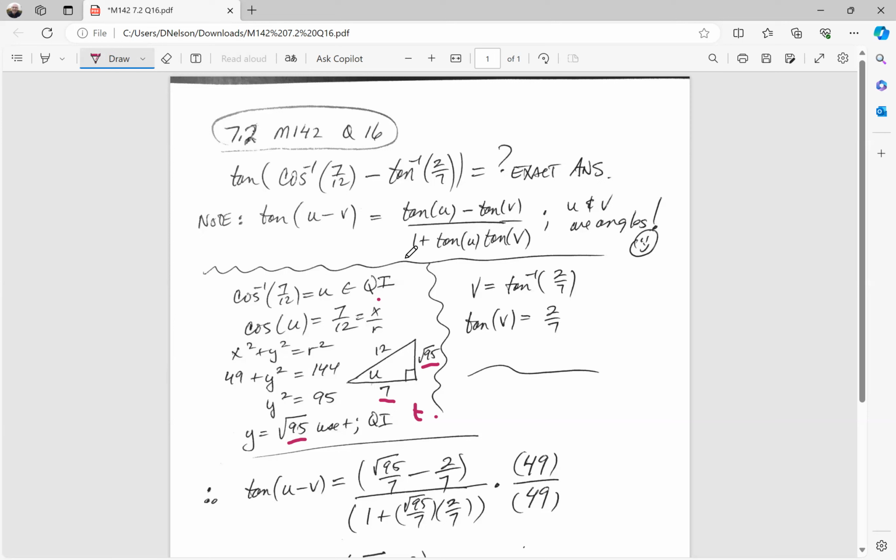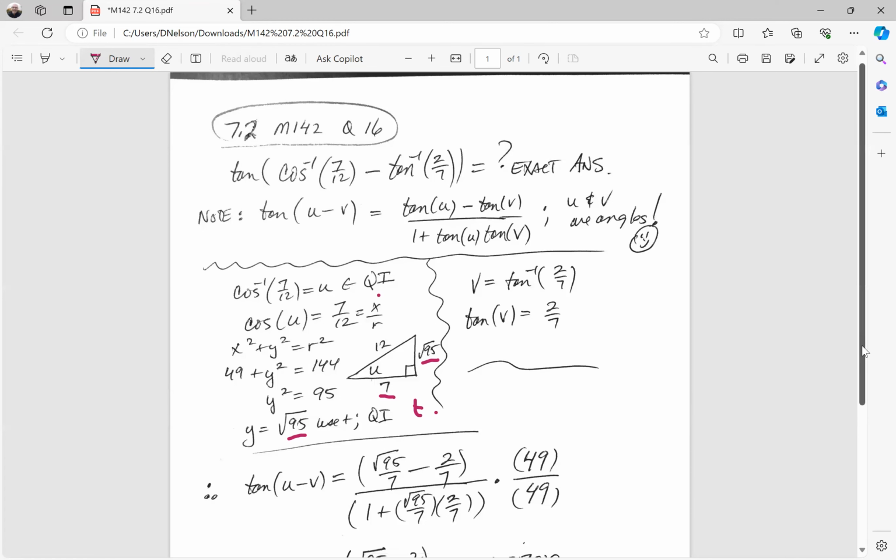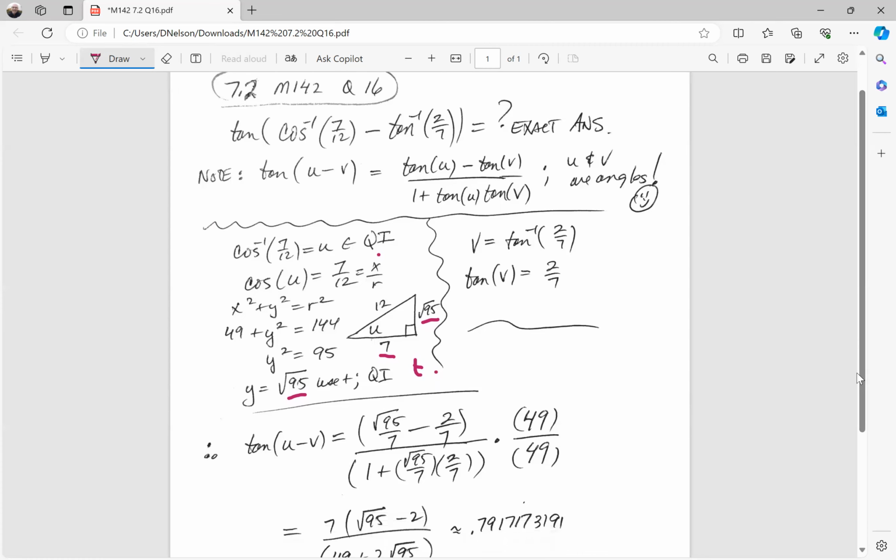So if I plug those into our identity here, tangent u, square root of 95 over 7, minus tangent v, which would be 2/7. And then on the bottom, you've got 1 plus the tangent of u, so square root of 95 over 7, times the tangent of v, which would be 2/7. Our common denominator in there is going to be 49. On the bottom, when you multiply those together, you'll have 2 square root 95 all over 49.